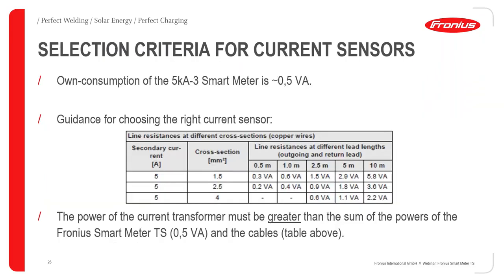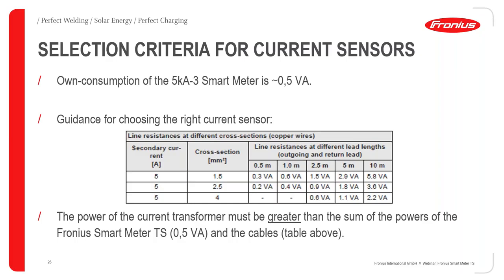So, when it comes now to this choice of selection criteria of the current sensors, we have a guide for you. It's actually inbuilt in every manual, and you can also find it online. More to that in the next slide. But for selecting the current sensor, it's very important to select it right. So you need to make sure that the own consumption of the 5 kA smart meter is about 0.5 volt ampere. That's the first thing we need to know.